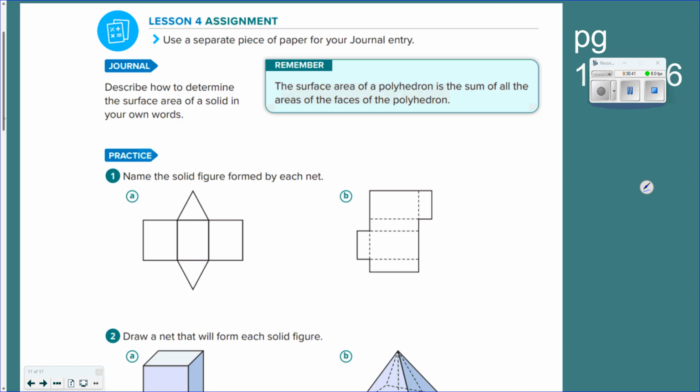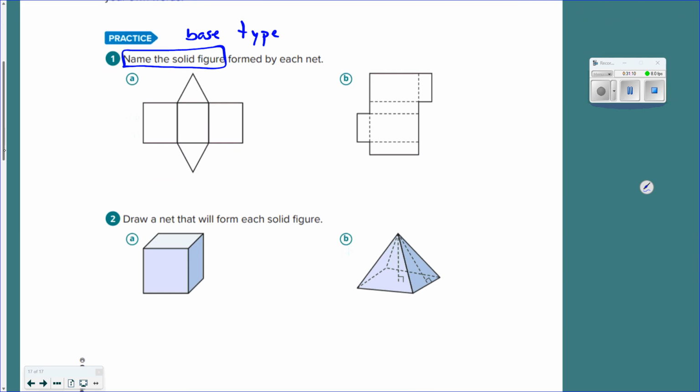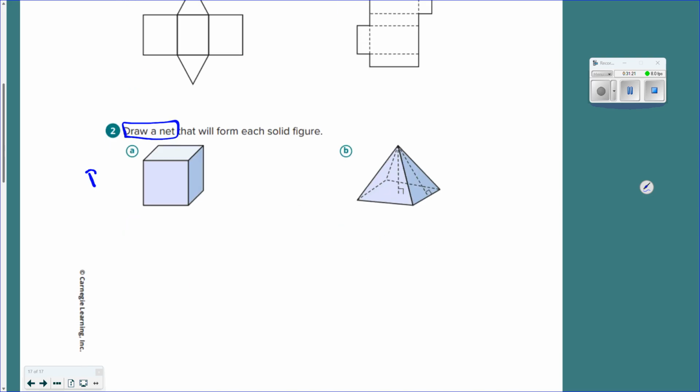Okay, on the first one, your journal should be easy, guys. Describe how to determine the surface area of a solid. We've basically given you that like 8 times in the last 2 lessons. Number 1, name the solid figure form. Remember, you're naming it by the base, then the type. Do I have to do any calculations? No. Next, I'm drawing a net. So we just gave you the algorithm to do that. I'll even give you a further hint. A is going to be a prism. B is going to be a pyramid. That should help you to draw those 2 nets.